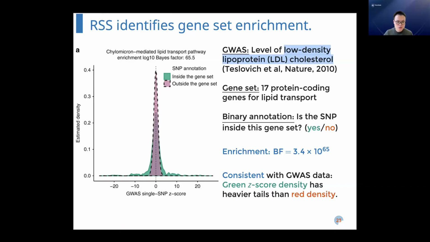So the red distribution is very concentrated near 0, whereas the green curve is a lot more spread out and, from this heavy tail, we can see it often shows a lot of very large z-scores in magnitude. So this simple data visualization also supports our enrichment discovery, because this green distribution clearly has a lot more SNPs with very large z-score compared to the red distribution.